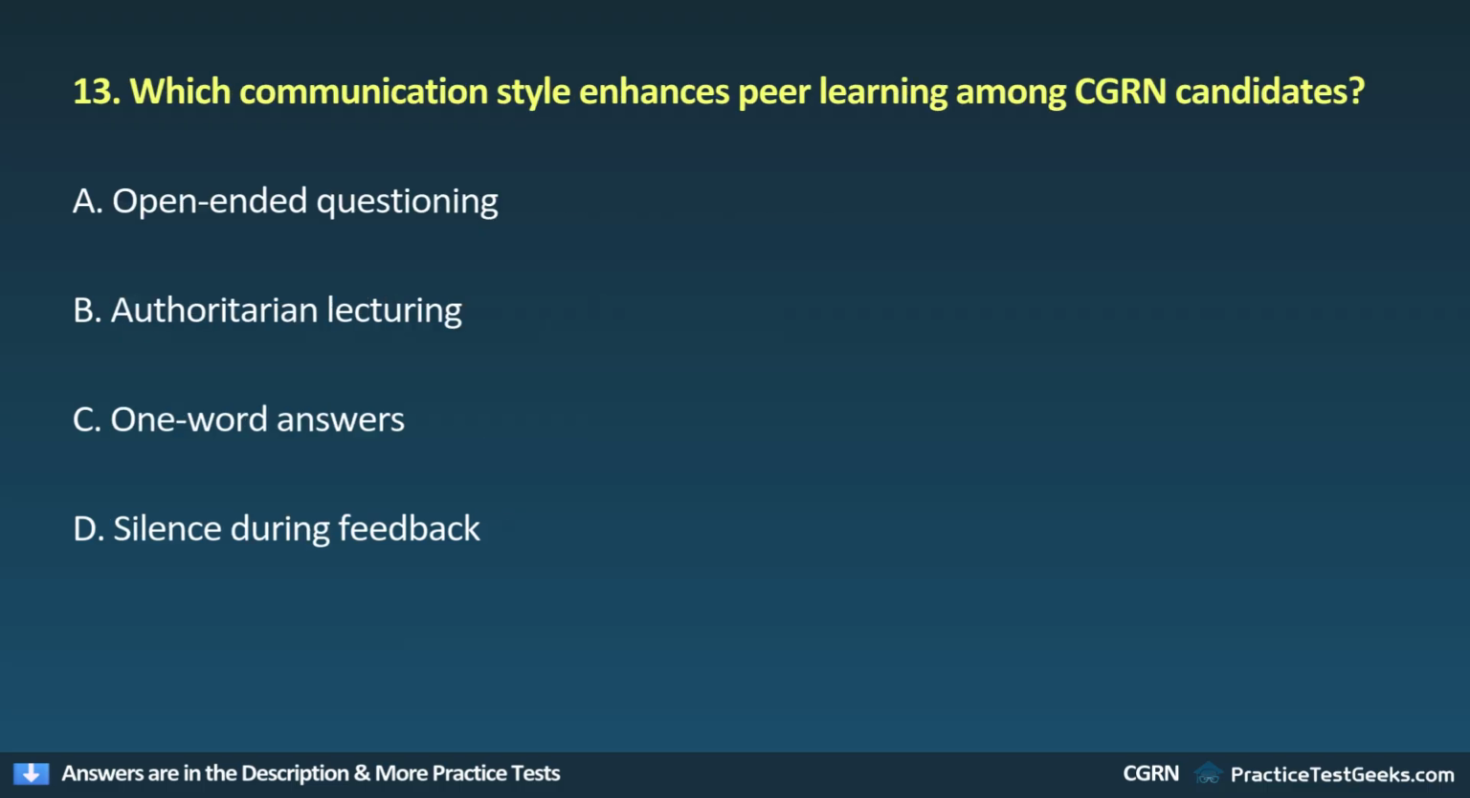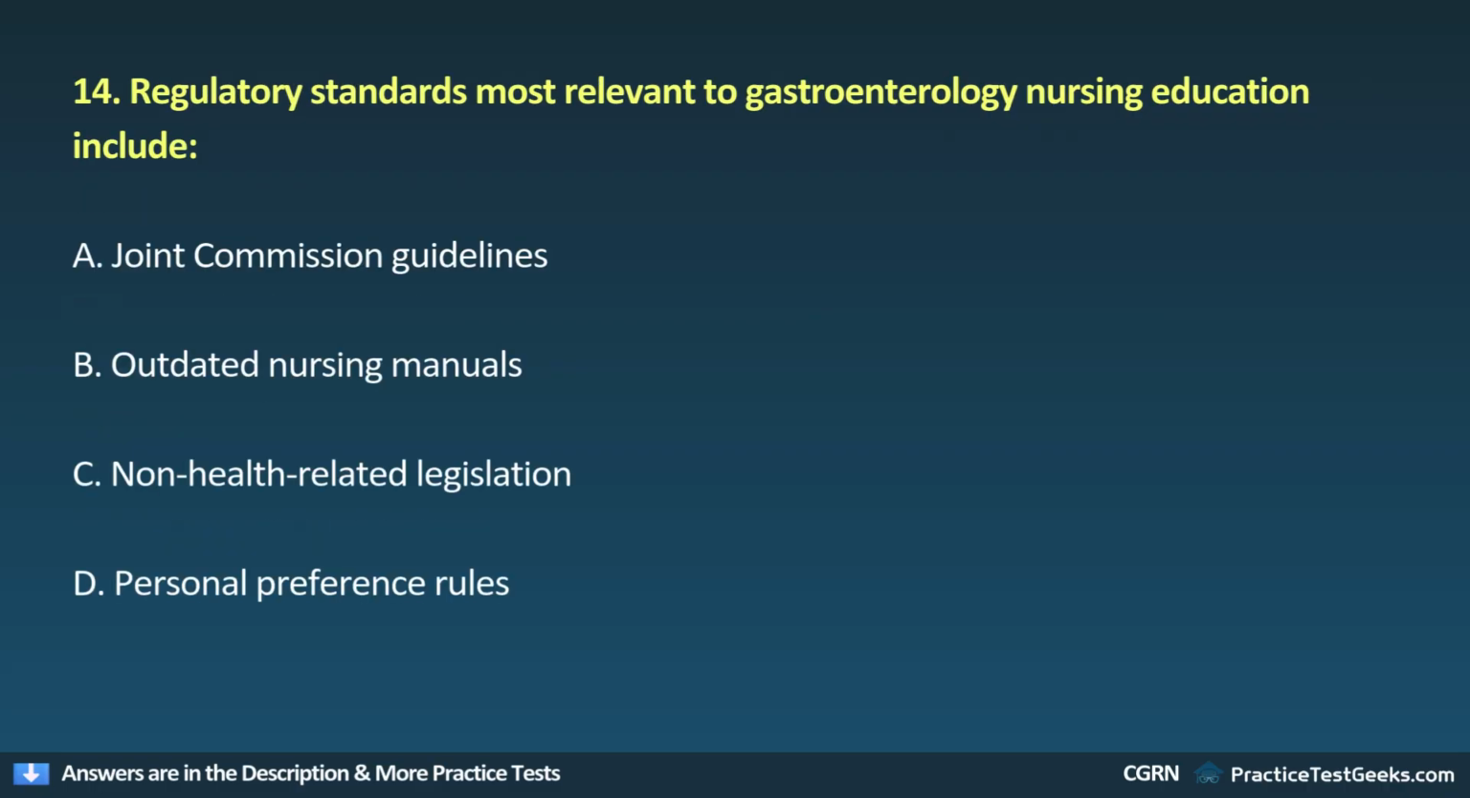13. Which communication style enhances peer learning among CGRN candidates? A. Open-ended questioning. B. Authoritarian lecturing. C. One-word answers. D. Silence during feedback.